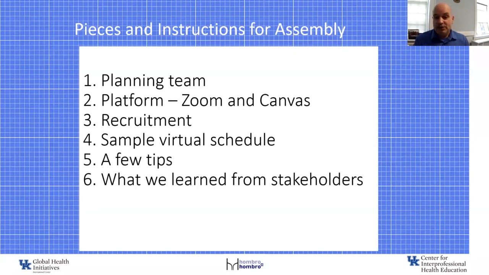In the next 15 to 20 minutes, we're going to share about creating a virtual interprofessional experience. Is there anything that you would like us to specifically cover? Please post questions and comments in the chat. The pieces for assembly are in this slide, pieces and instructions for assembly.